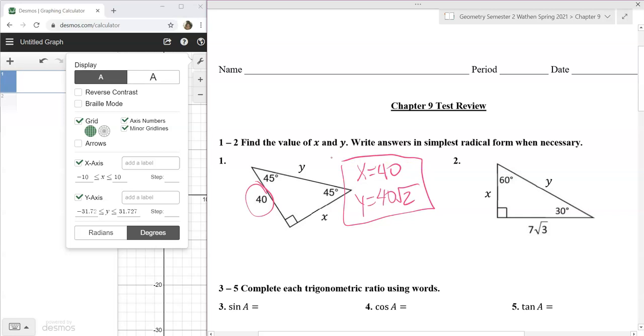On number 2, notice that it's a 30, 60, 90 triangle. So the rule with 30, 60, 90 triangles is 1, 2, square root of 3. And what that means is that the shortest side times 2 is the hypotenuse, and the shortest side times the square root of 3 is the longer leg. So x is equal to 7, because notice how the longer leg is 7 times the square root of 3, and y is 7 times 2, which is 14.